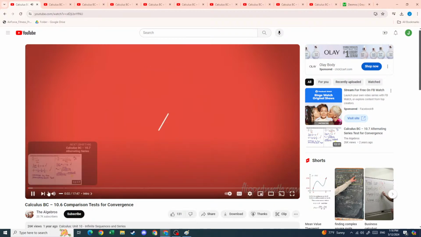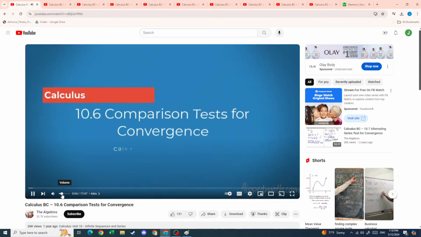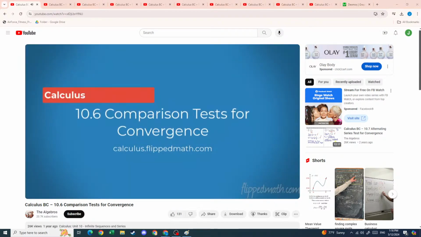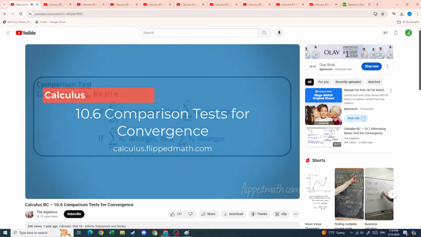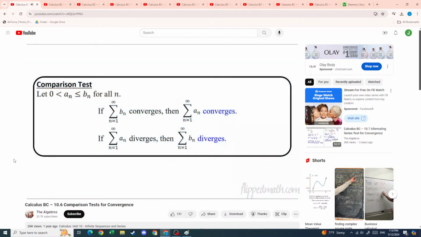Hello, Calc kids! Welcome back to another lesson in calculus. This is Mr. Bean, and today we're going to talk about some comparison tests for convergence. There are two different types of comparison tests we're going to look at, and we use them when we're trying to figure out the convergence or divergence of a series that looks really complicated. So we compare it to something easier that we already know how to analyze, like a geometric series or a p-series.